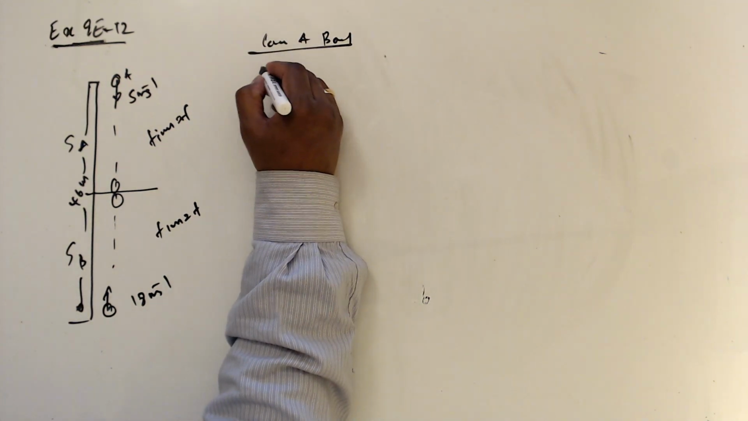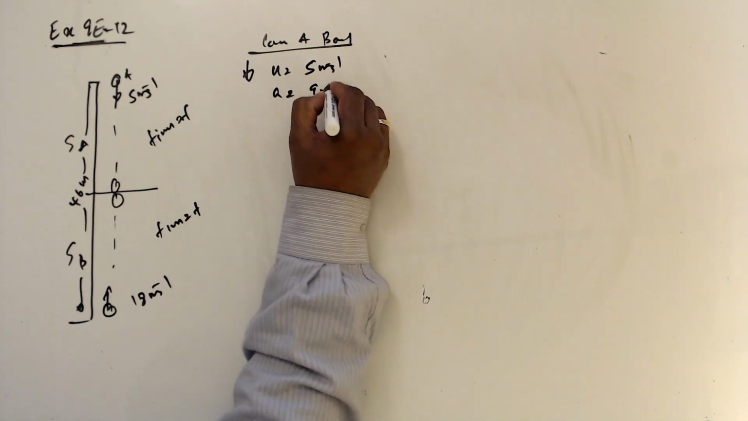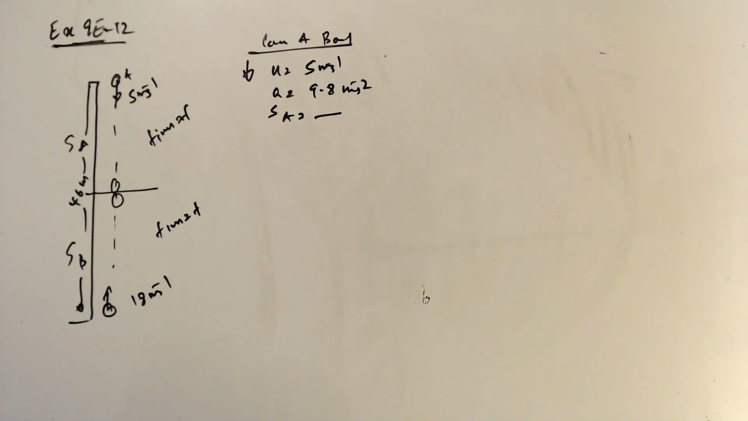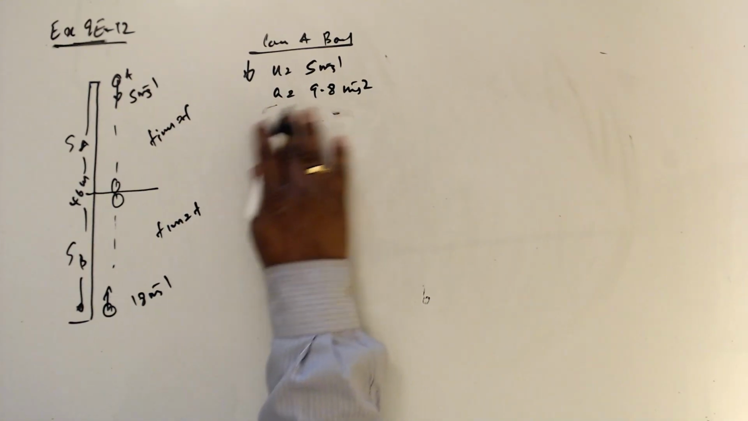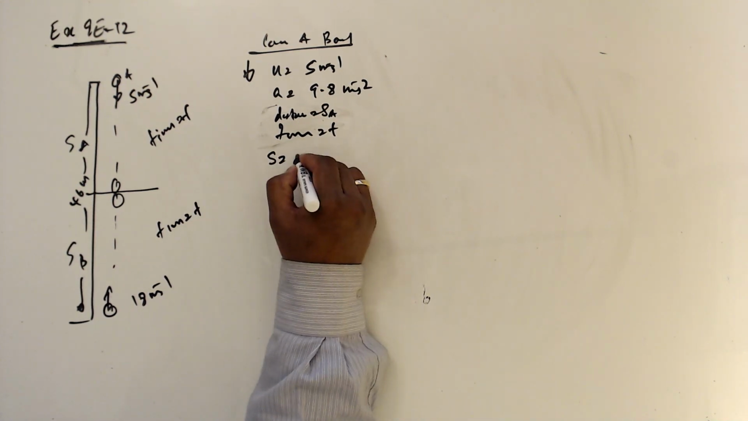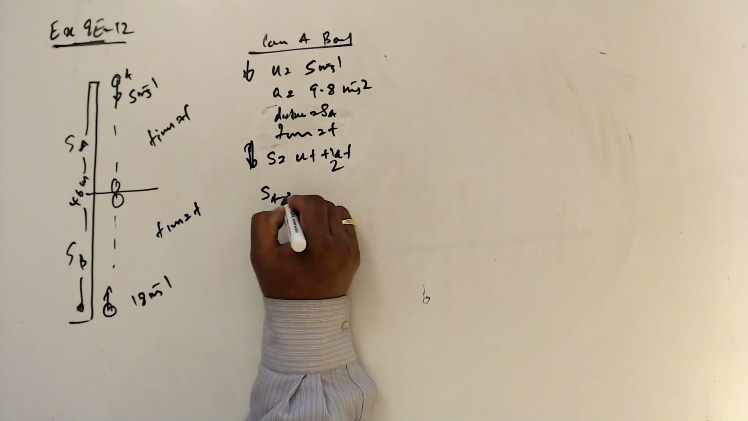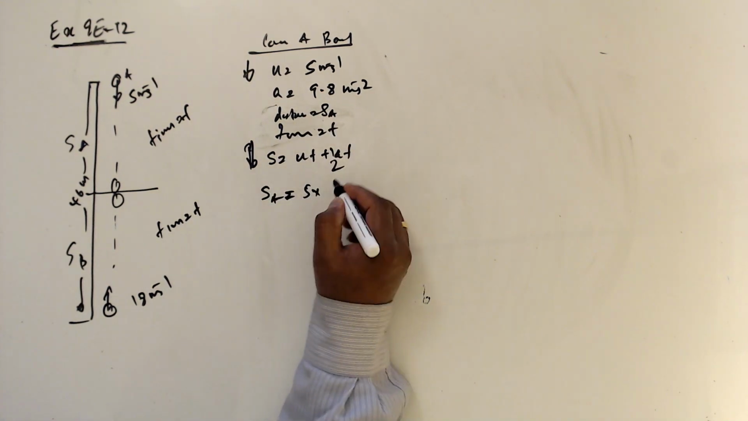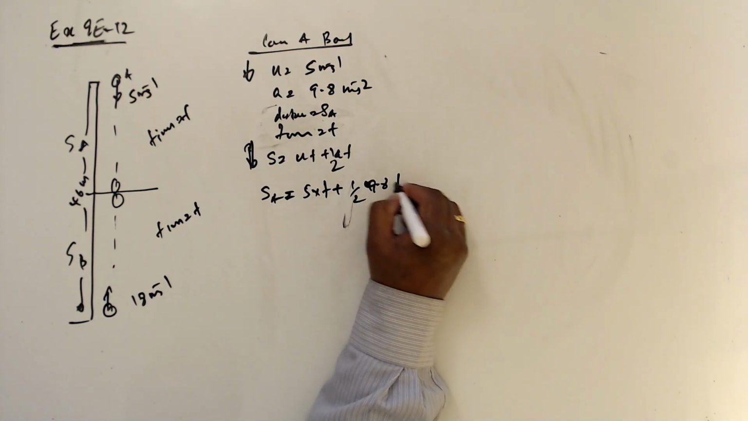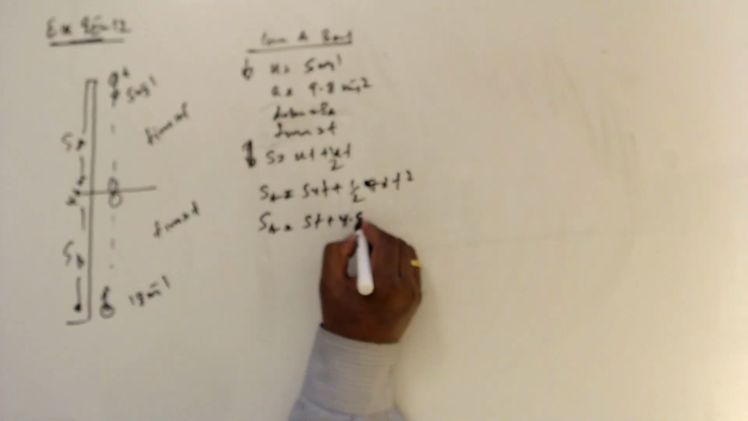Then we'll take downward as positive. u equals 5 m s^-1, a equals 9.8 m s^-2. The distance is SA, time is t. So we write s equals ut plus half a t square downward. So SA equals 5 times t plus half times 9.8 t square. So SA equals 5t plus 4.9 t square.